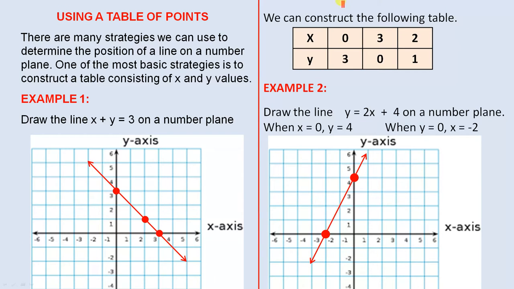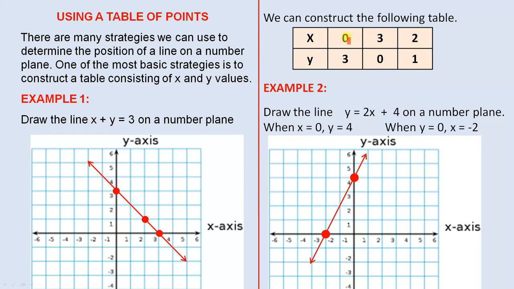Using a table of points. There are many strategies we can use to determine the position of a line on a number plane. One of the most basic strategies is to construct a table consisting of x and y values. For the first example, draw the line x plus y equals 3 on a number plane. We can construct the following table, and we have to find an x value and a y value that substitutes into this equation and satisfies it.